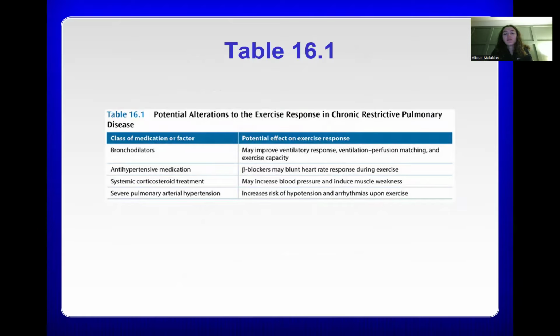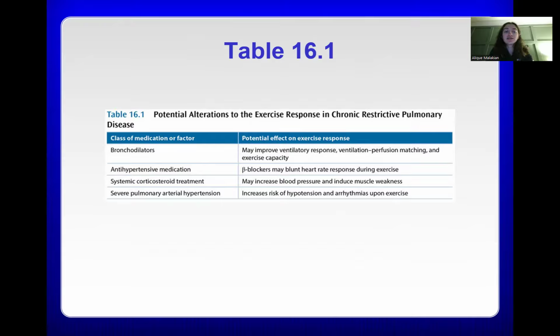Now, here's a table from the book that I think is pretty helpful. We have talked about different types of medication in the past that affect the exercise response. So here are some other ones that we have not talked about, just because we're not talking about cardiovascular diseases anymore, and we've been there for a long time in this course. So we have bronchodilators, so these may improve ventilatory response, ventilation perfusion matching, and exercise capacity. So that's actually a positive one, right?